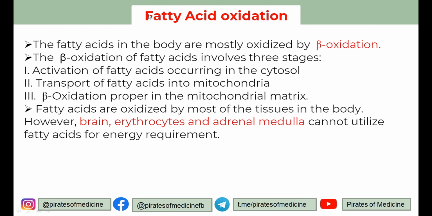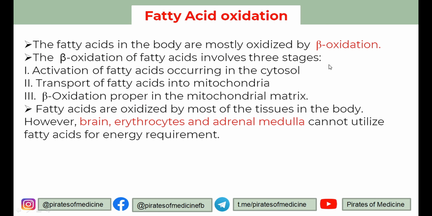Fatty acids are mostly oxidized by beta oxidation, which means that the second, or beta, carbon is oxidized in this process. It occurs in 3 stages. First stage is activation of fatty acids, which occurs in the cytosol. So before the whole oxidation, they need to be activated. Then the transport of fatty acids into the mitochondria, where the actual process occurs. Then the beta oxidation proper in the mitochondrial matrix.